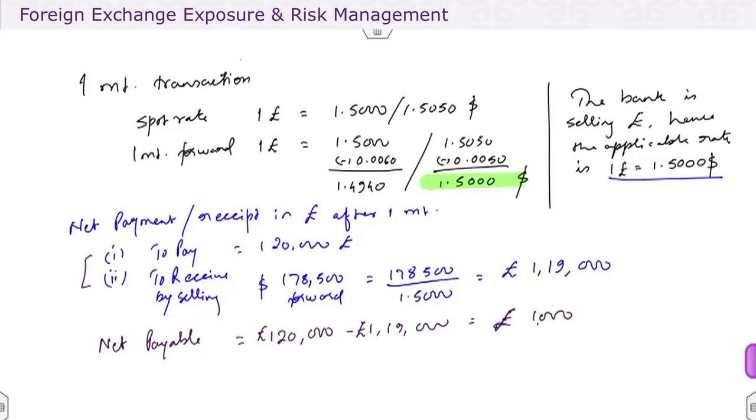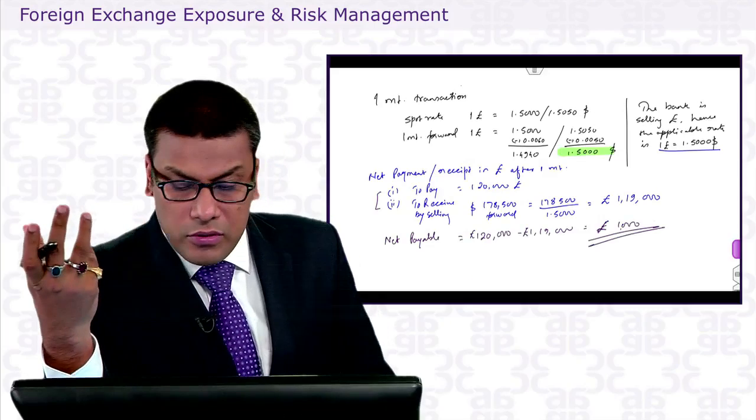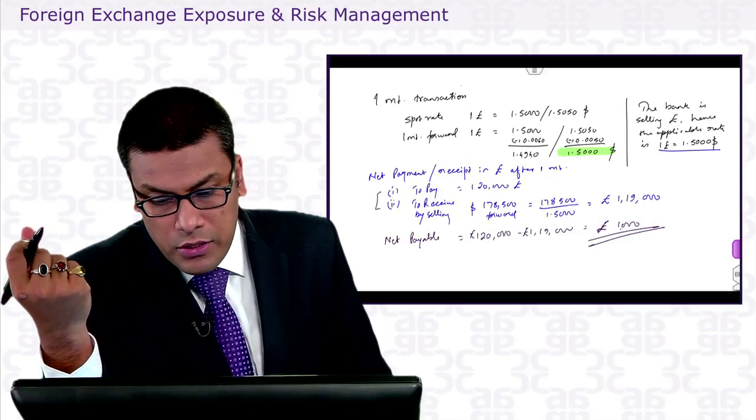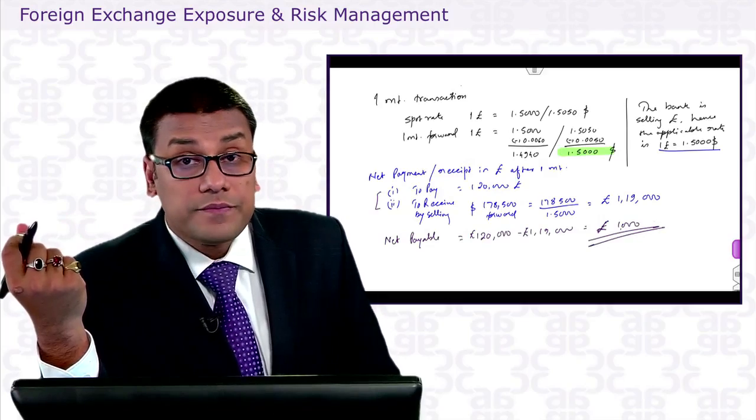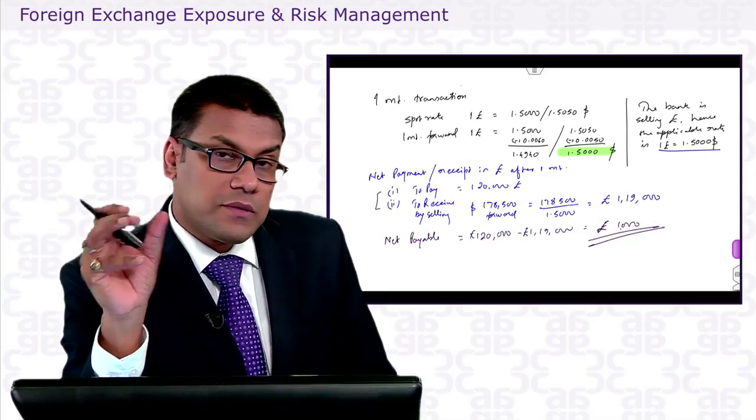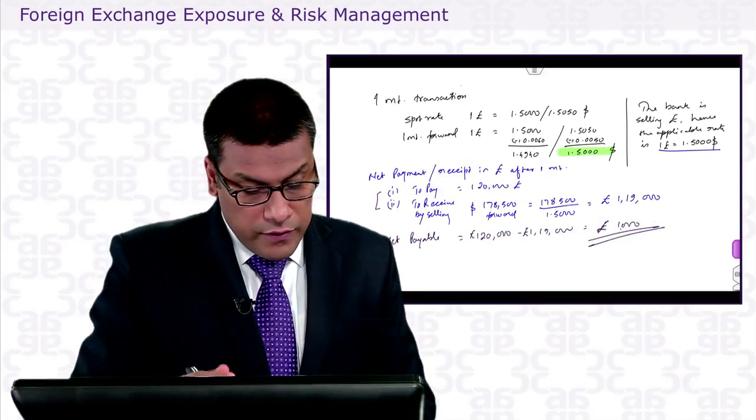And this is what, if you want, you can protect yourself, you can hedge yourself. Okay, so this is the exposure that is netted, and then you have invariably reduced your exposure to 1,000 British pound by netting your receipts and payables. Similarly, you can do it for the 2 months as well.